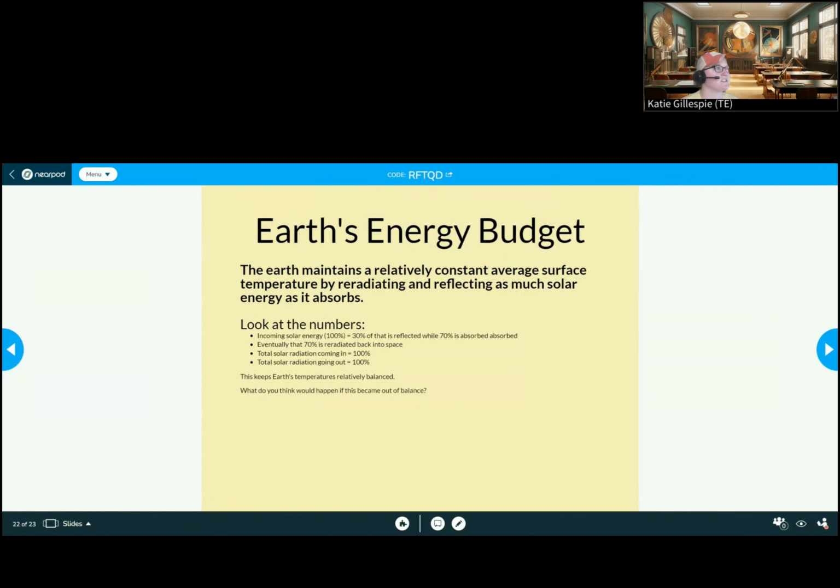All right. So the Earth has to budget, has to maintain what it's receiving and what it's giving off, right? If it receives too much, what happens? If it gives off too much, what happens? Interestingly enough, and you guys know I talk about this all the time, it's just an incredible phenomenon how this actually works. It's insane, right? Earth actually maintains a relatively constant average surface temperature by re-radiating and reflecting as much solar energy as it absorbs. Does that change over time?